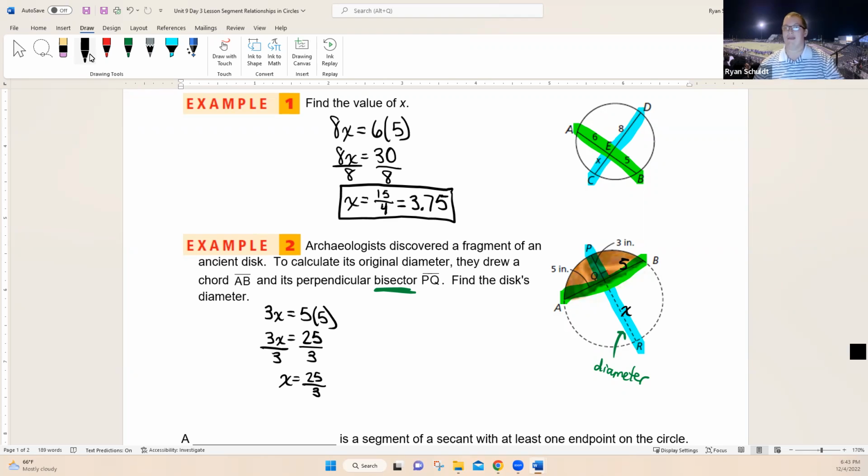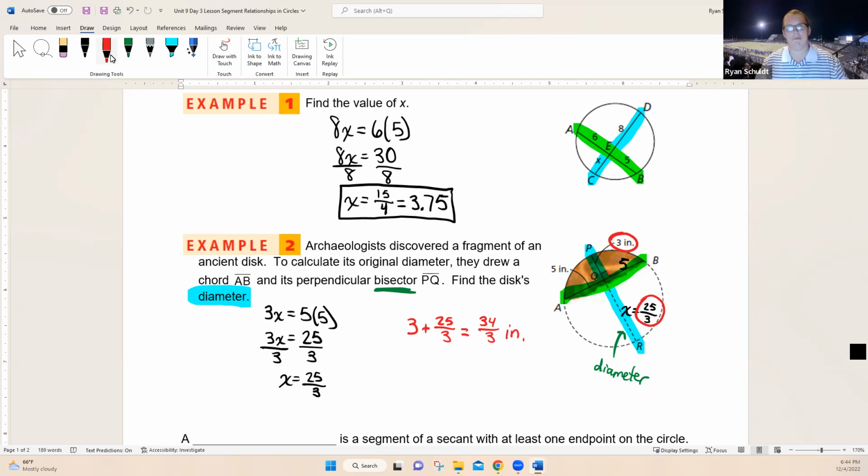Now, are we done? No, we're not. This is just that piece from R to Q. They want us to find the whole diameter. So we have to take this 25 over 3 and add it to the 3 that's already there. So 3 plus 25 over 3. Now, if you put it in your calculator just like this, it'll tell you that that is 34 over 3 inches. And that's right. If you want to leave it like that, go for it.